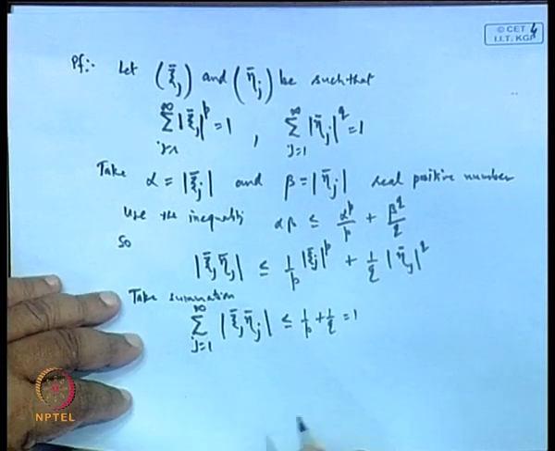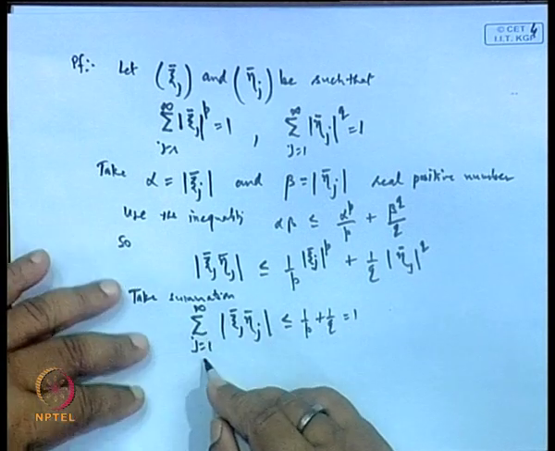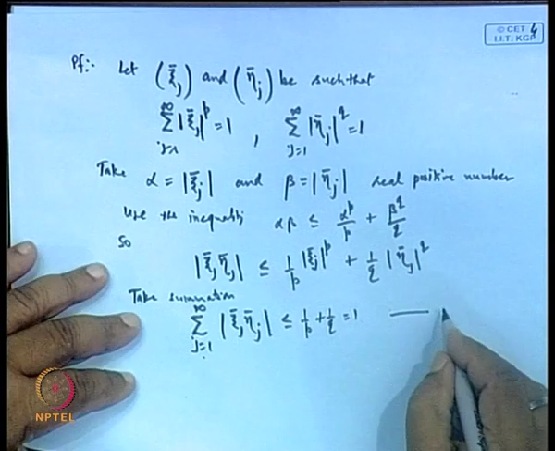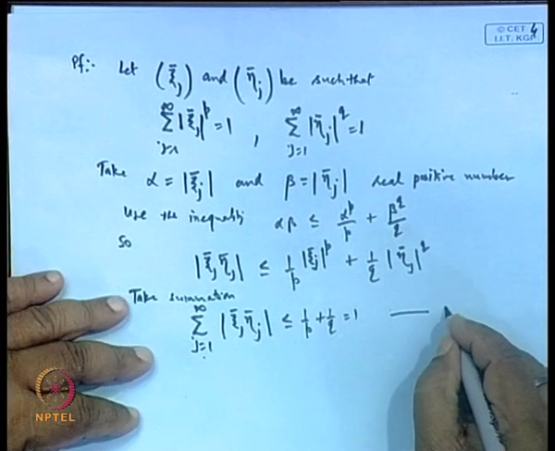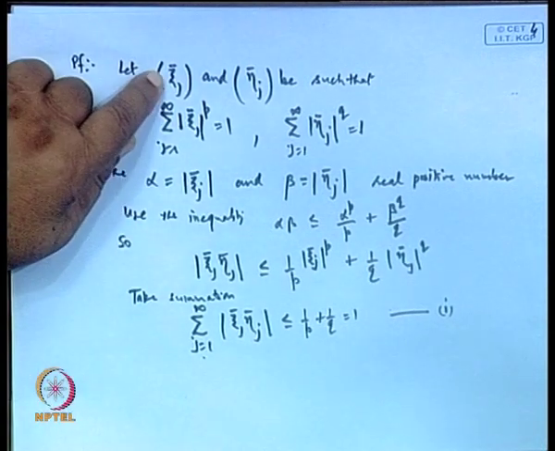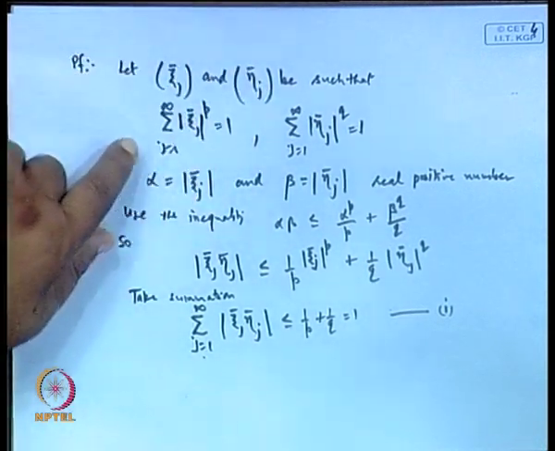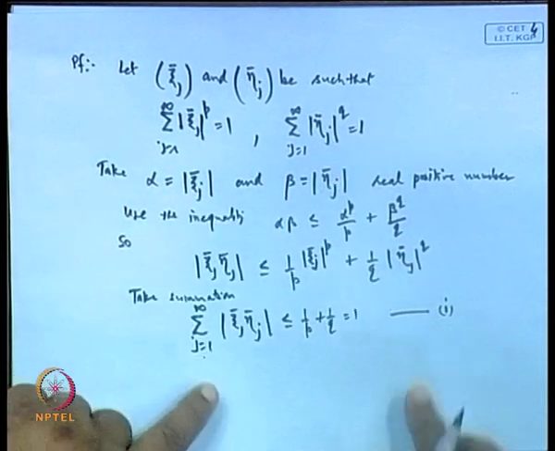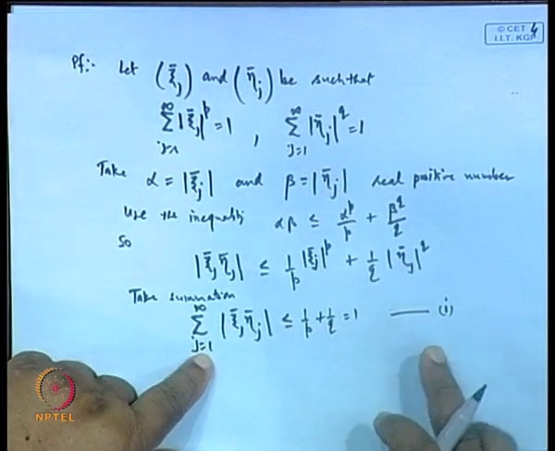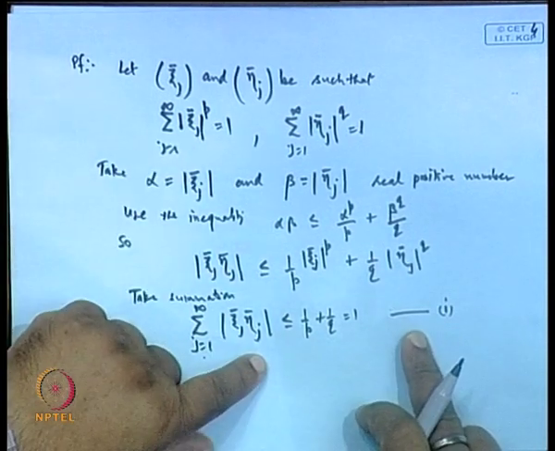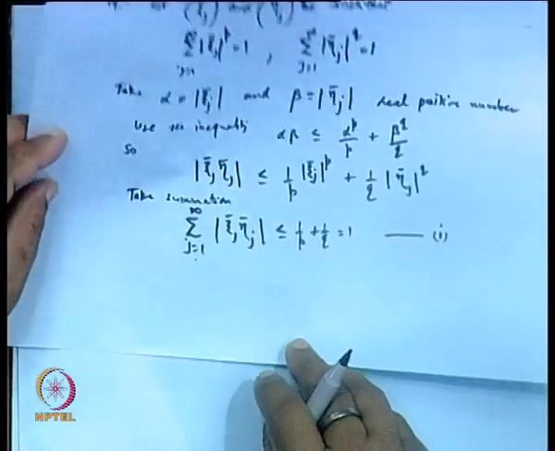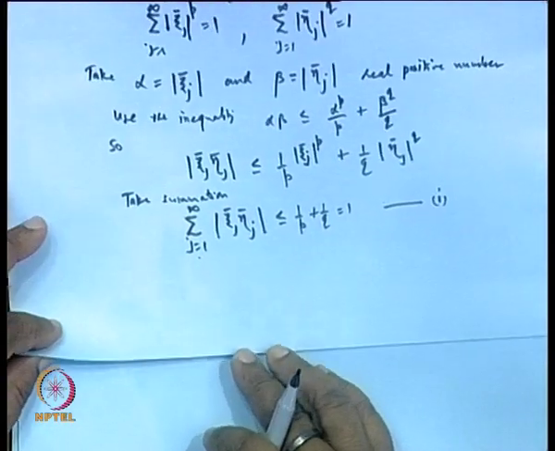So, what we get is that sigma j equal to 1 to infinity xi j bar eta j bar is less than or equal to 1. Let it be say 1. It means, if I choose xi j bar and eta j bar for which this is true, then it will satisfy the condition 1. Okay. Now, taking the advantage of this inequality, we are now in a position to derive the Holder's inequality.